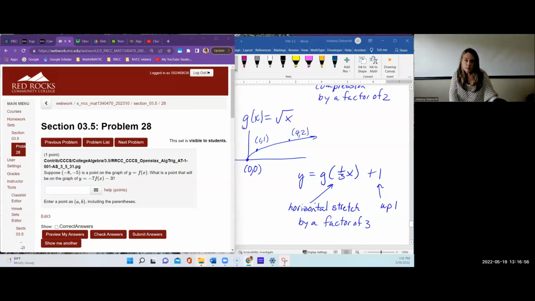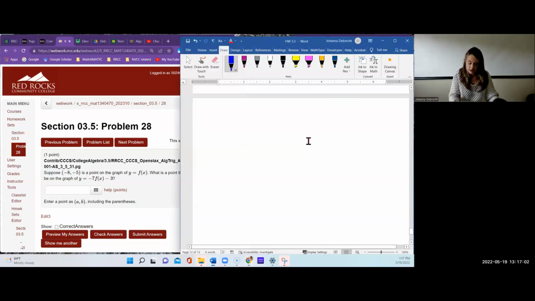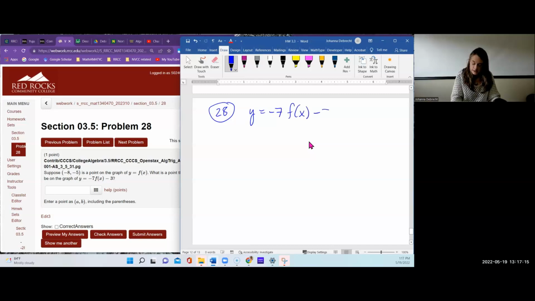Let's now take a look at problem number 28. We have one basic type of problem left to do. 28, 29, and 30 are similar. When I'm looking at problem number 28, I have a transformation of a function which looks like -7 times f of x minus 3. I know the minus 3 has gone down 3, which is affecting the y value. The 7 is also affecting the y value.